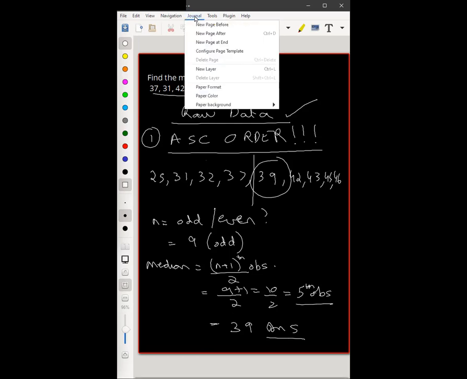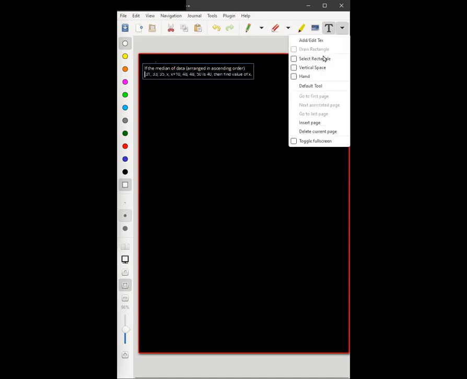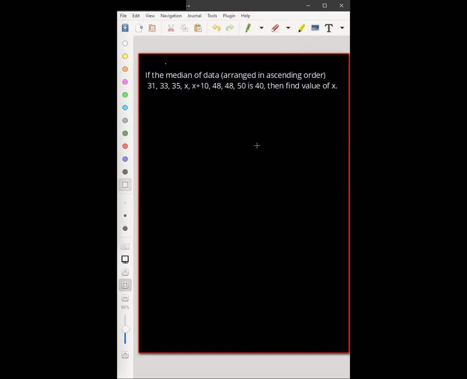Okay, let's do another one. Again, think and answer. All of you all think and answer. If the median of data, which is arranged in ascending order already, 31, 33, 35, x plus 10, 48, 48, and 50, is 40, find the value of x.